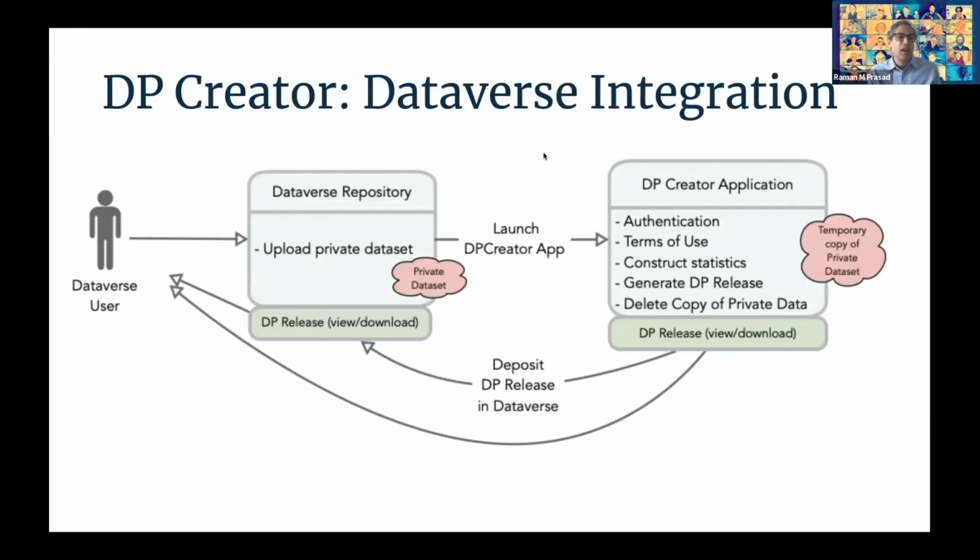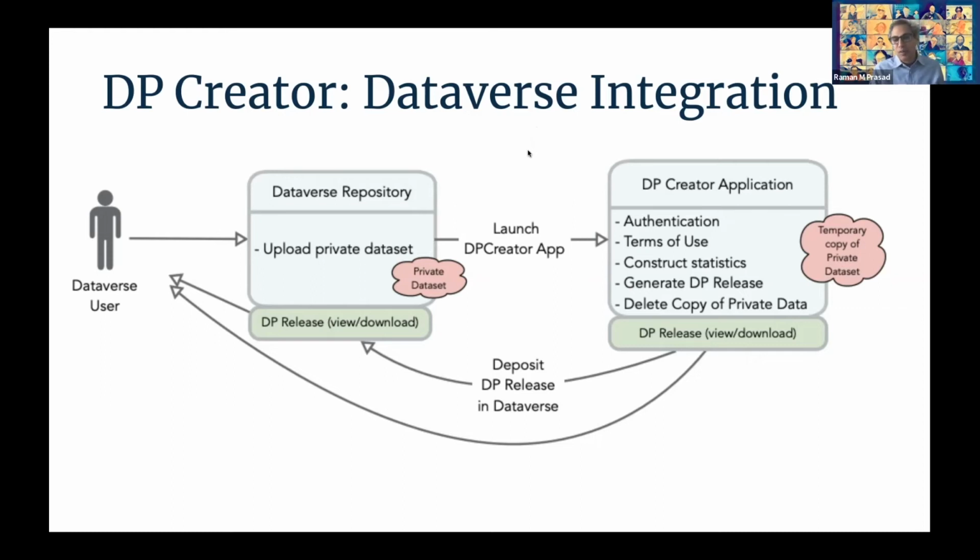I won't go through this entire slide, but it shows that from the Dataverse repository, you can launch the DP Creator application. One thing it does right now, which we'd invite people to talk to us about during the Q&A section, is that the DP Creator application copies your private data set temporarily. Once your statistics are constructed and what we're calling a differentially private release is made and deposited back to Dataverse, we delete this temporary copy. That's the current state of the application, but we're exploring different ways to potentially not touch the data in that sense.